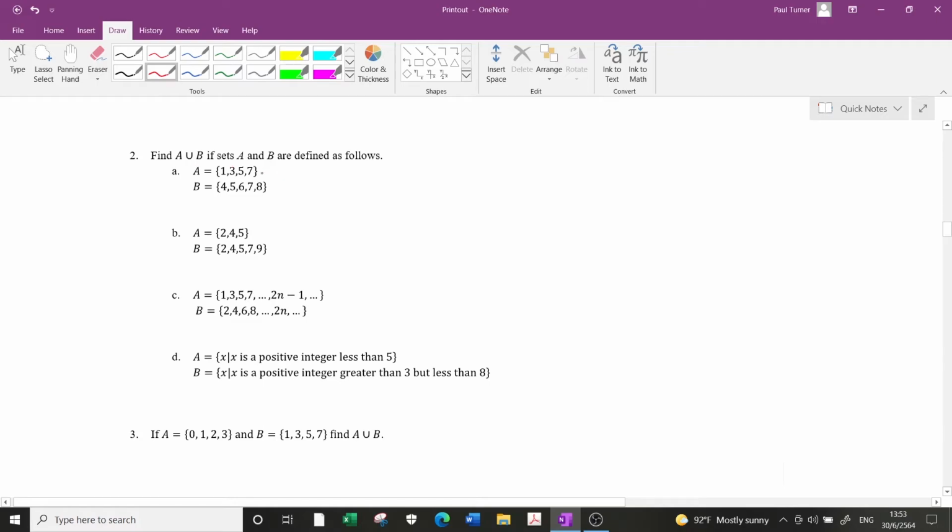Question 2, you're just given 2 sets. You can make a diagram if you like, but you just need to find a union of A and B. So union means everything together. So all of the numbers you find here are written here. So you're going to have 1, 3, 4, 5, 6, 7, 8. Okay, and that's the answer there. That's all you need to do. And do the same for these ones here.